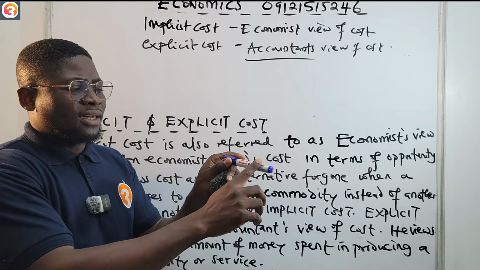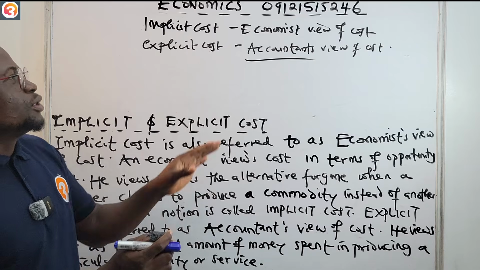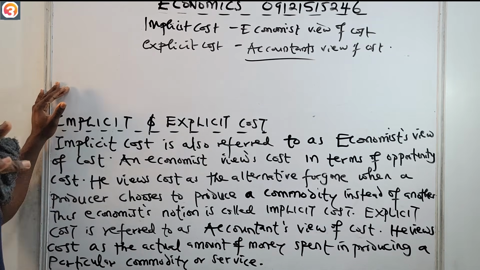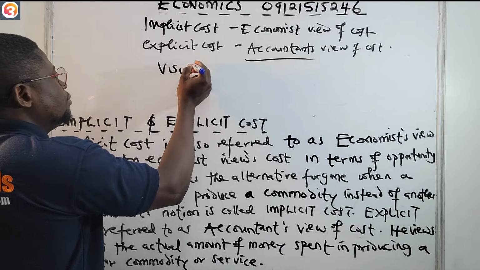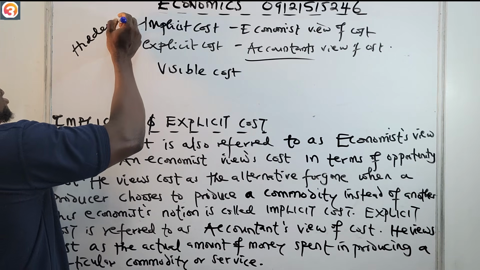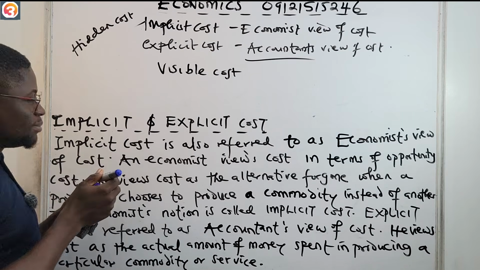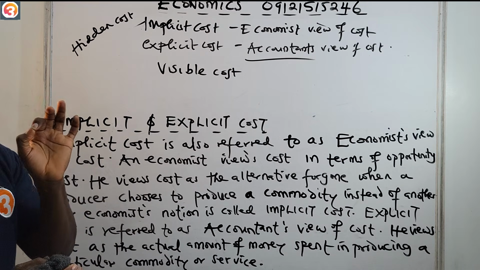Let's say you also pay for this. So that is what concerns the accountant. That is what we call explicit cost. It is called visible cost. Explicit cost is also called visible cost. Implicit is called hidden cost, while explicit is called visible cost. And the explicit cost is the accountant's view of cost.